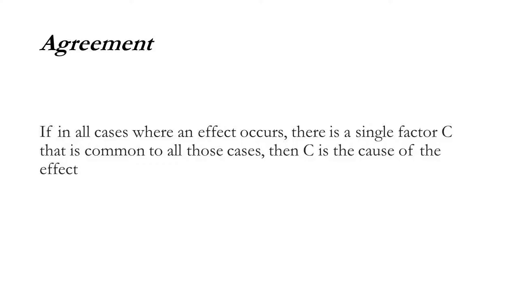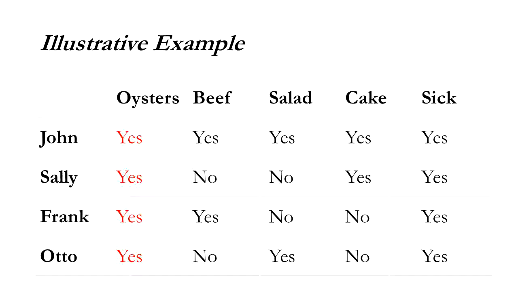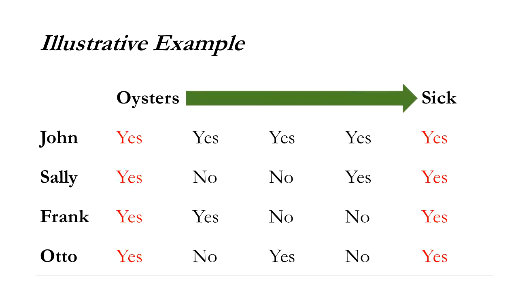We'll use John Stuart Mill's method of agreement, he called it. If in all cases where an effect occurs, there's a single factor that is common to all those cases, then C is the cause of the effect. And this is part and parcel of Mill's methods, right? He's looking for causes. So not correlations, but causes. Check it out. Oysters. Everybody ate oysters. This is not the case for cakes and salads and beef. So everybody who ate oysters got sick. Common cause. Looks like oysters are the culprit, right?